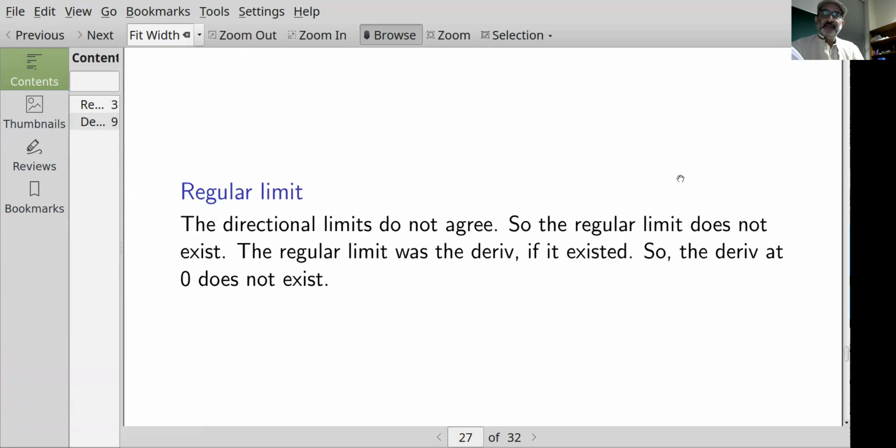Okay, so the directional limits exist, but they don't agree with each other. So the regular limit, which is the derivative, does not exist. So this function has no derivative, or no defined derivative. The derivative does not exist for the absolute value function at x is equal to 0.